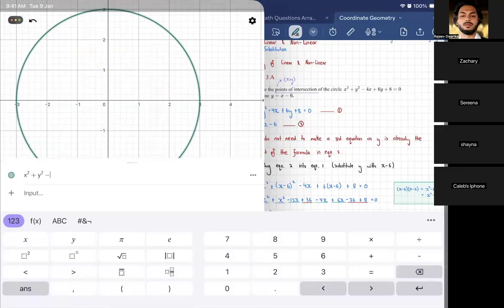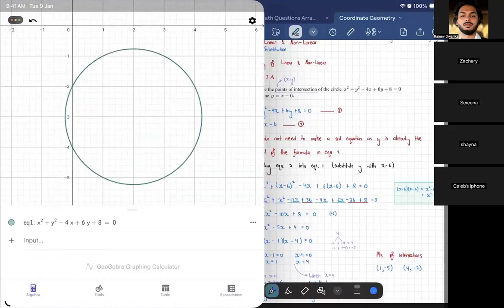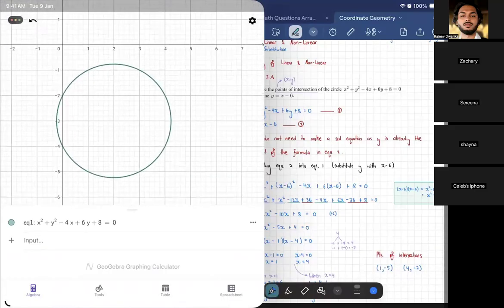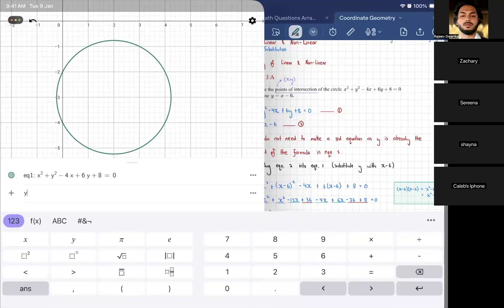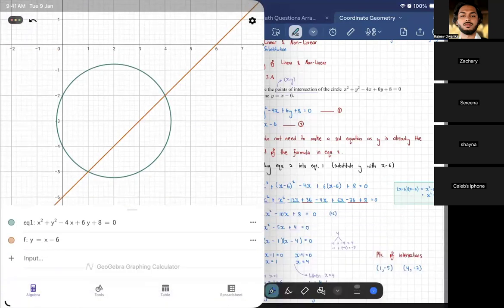So watch, x squared plus y squared minus 4x plus 6y plus 8 equal to 0. And then we have a line, and the line is y is equal to x minus 6. Okay, are you seeing it for yourself? Are you seeing that the line cuts the circle 2 times? Yes, sir. All right, now is the moment of truth.